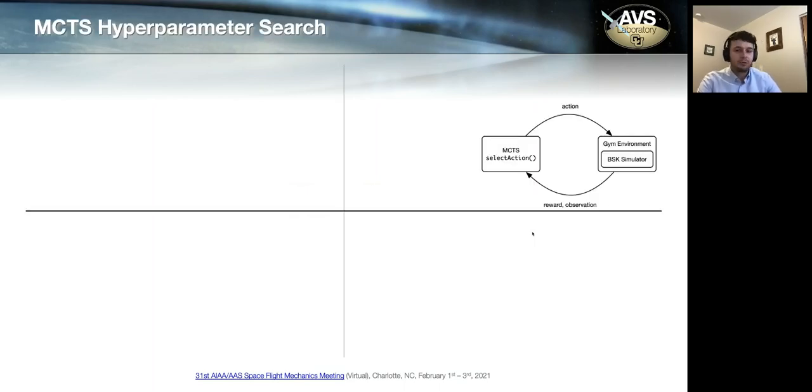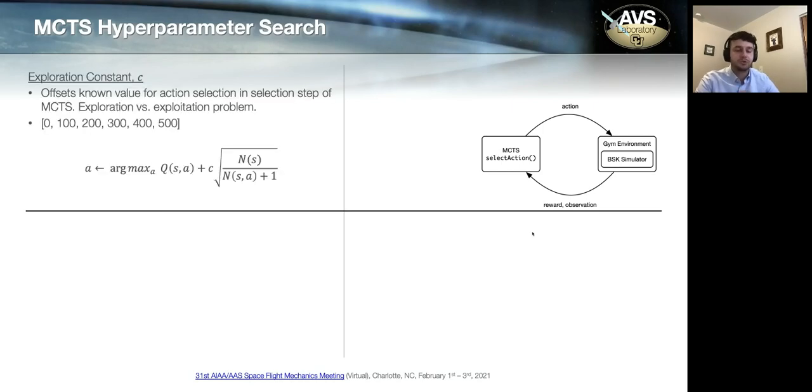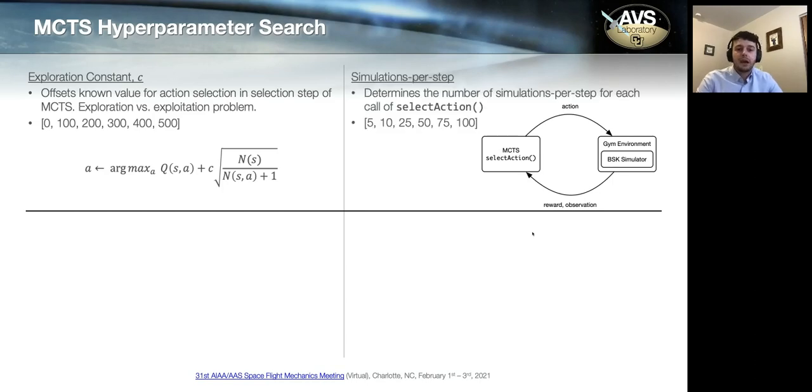For the hyperparameter search for Monte Carlo tree search, we looked at 3 different things. We looked at the exploration constant C, and this just balances the exploration versus exploitation problem that the agent faces. So it offsets the known value for each action with an exploration bonus. So C is the parameter that controls that. We also vary the number of simulations per step, which really just determines how many environment interactions the agent has at each step through the environment.